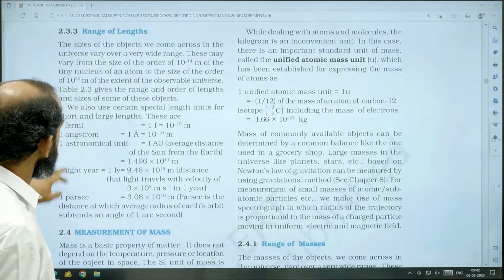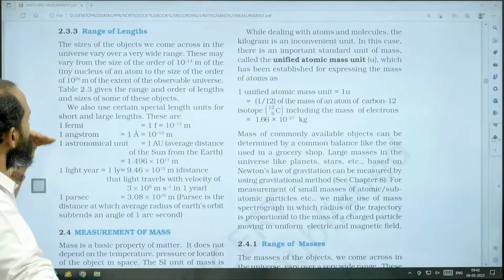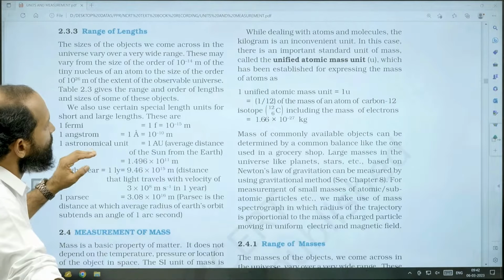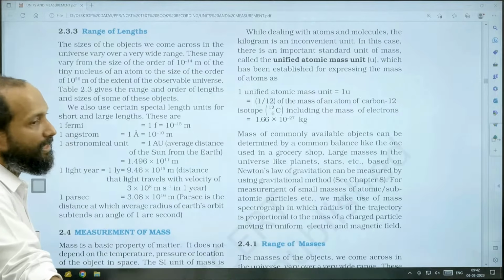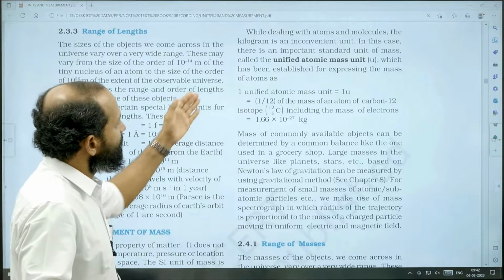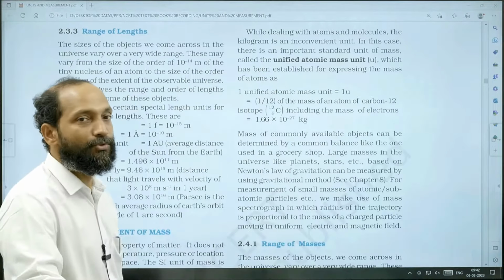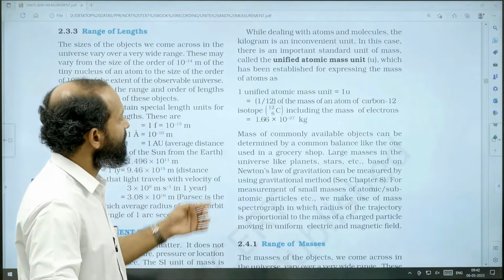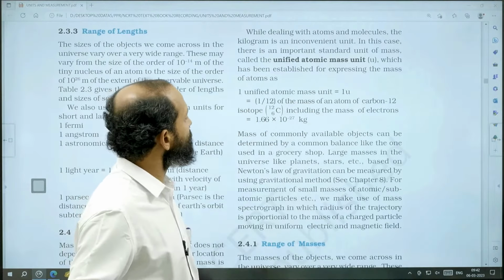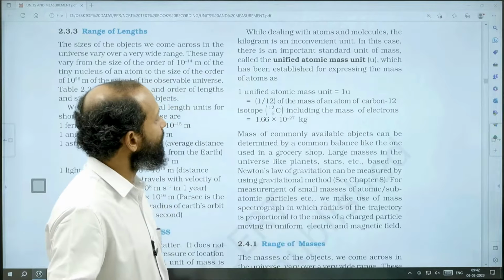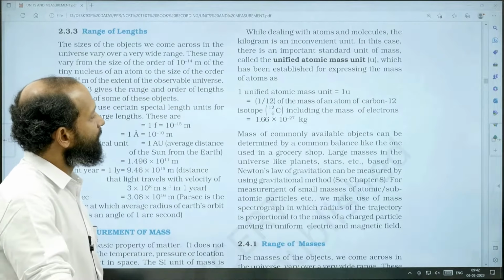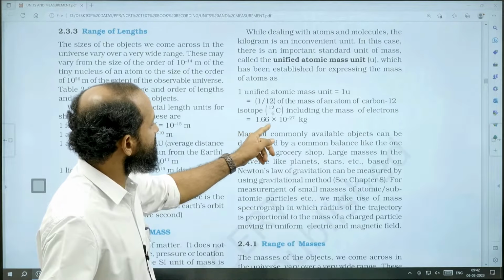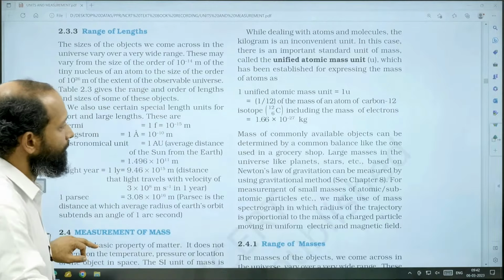Then measurement of smaller units, Fermi, angstrom, all this you have to go through. There's a table in the textbook. You go through that table to learn by heart all these prefixes. Unified atomic mass unit is used for measurement of mass. One unified atomic mass unit is defined as 1 by 12th of the mass of a carbon 12 atom, and is equal to 1.66 into 10 power minus 27 kilogram.